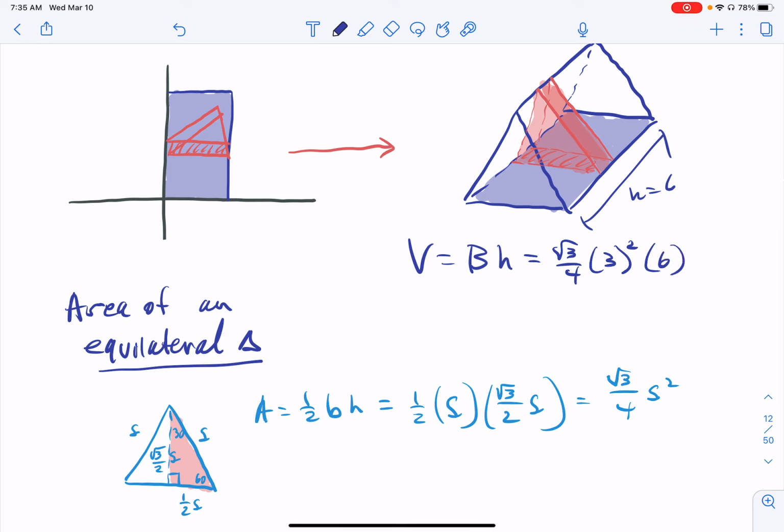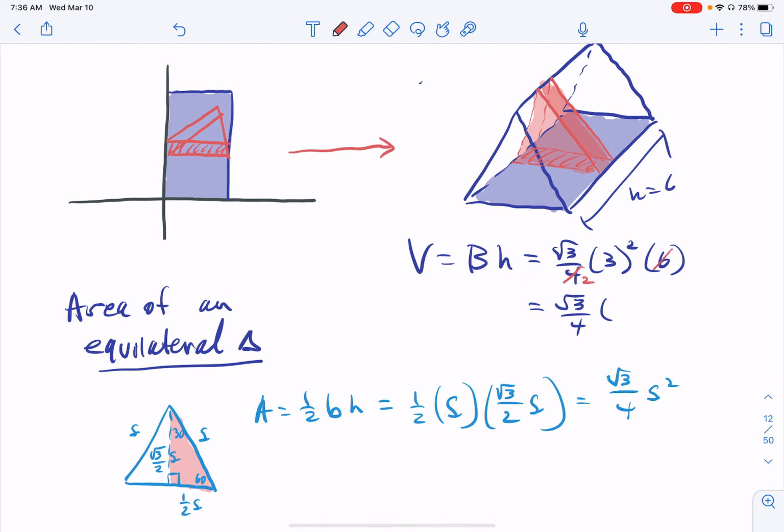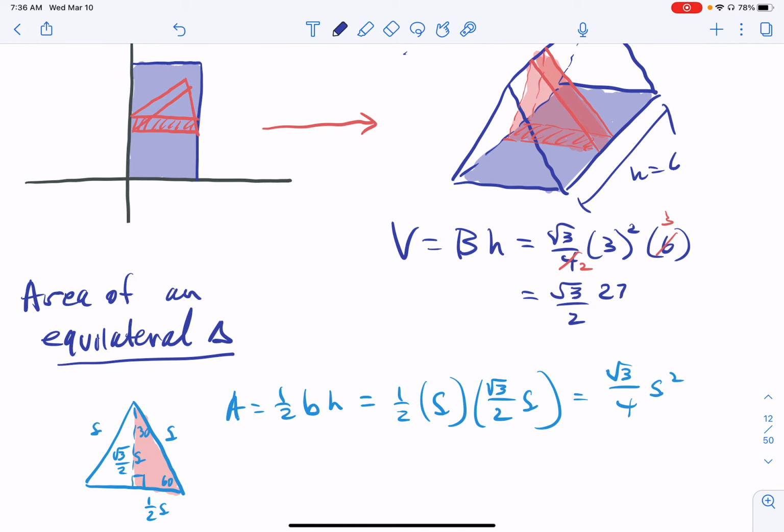All right, let's do some calculation here. Root 3 over 4, that's a 9, that is 54. Actually, I'm just going to cancel out some stuff. A 2, a 3, that makes 27. If you wanted to rewrite it to make it look pretty, 27 root 3 over 2 units cubed.